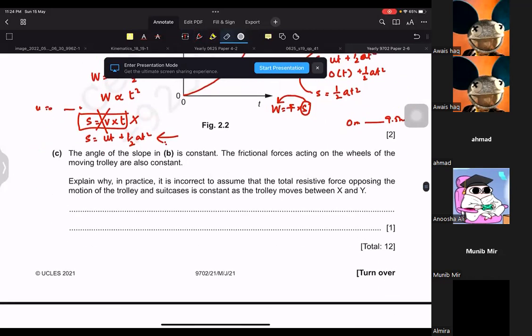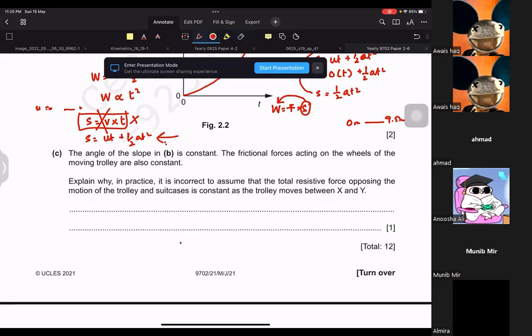Now, the angular slope in B is constant. The friction forces acting on the wheels or moving are also constant. Explain why in practice it is incorrect to assume that the total resistive force opposing the motion of trolley and suitcases is constant as trolley moves from this. This is incorrect because there are two types of frictions.